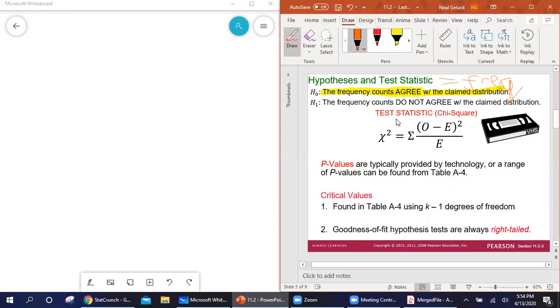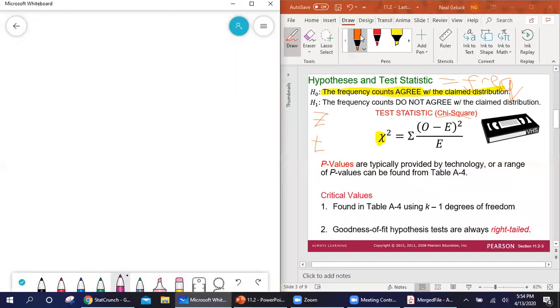Now, this does involve a new test statistic. So if you remember, we've had Z test statistics and we've had T so far. This introduces a new one called chi-square. It's not chai, not the drink, it's chi square. And chi is a Greek letter. Chi looks like a little X that's blowing in the wind a little bit. And it's called chi square.